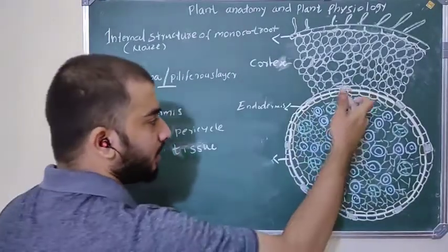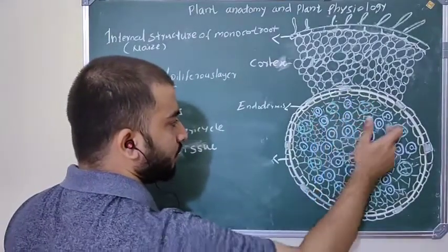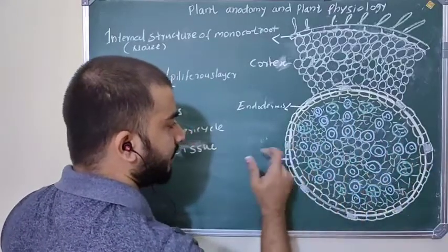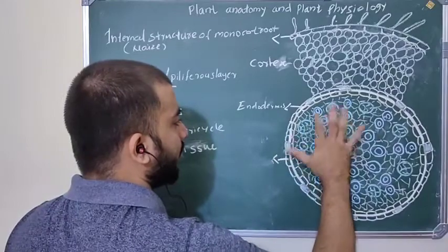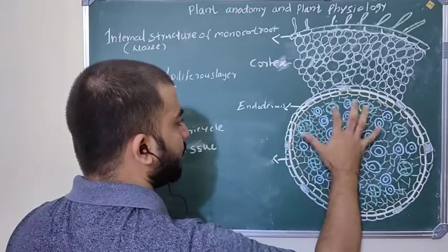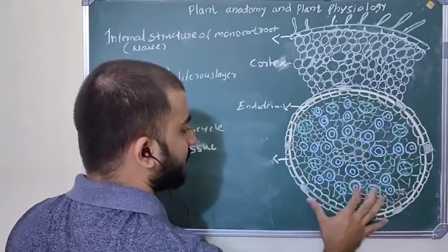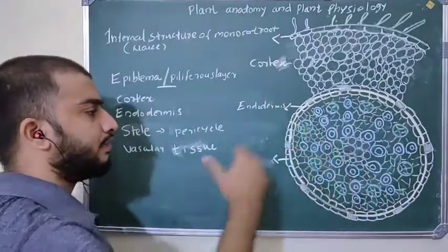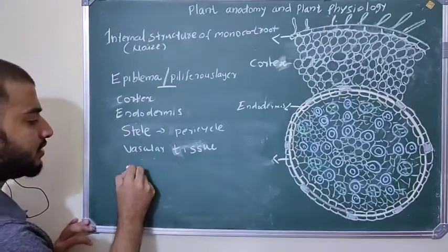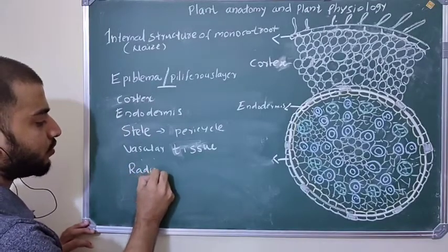See here, these are xylem: 1, 2, 3, 4, 5, 6, 7, 8. Eight xylem patches are found, and phloems also alternate with each other: 1, 2, 3, 4, 5, 6, 7, 8. Eight phloem patches also form. So they are in different radii. So these vascular bundles are radial vascular bundles.